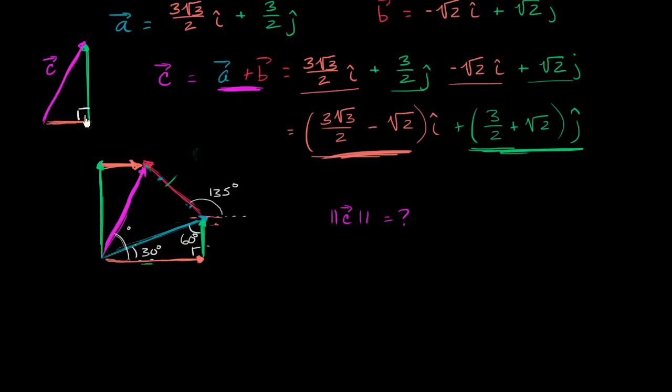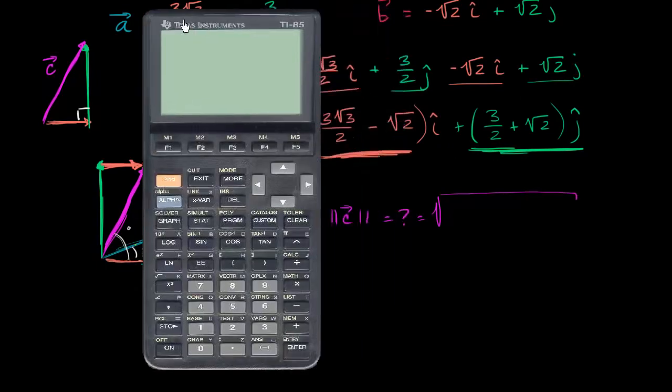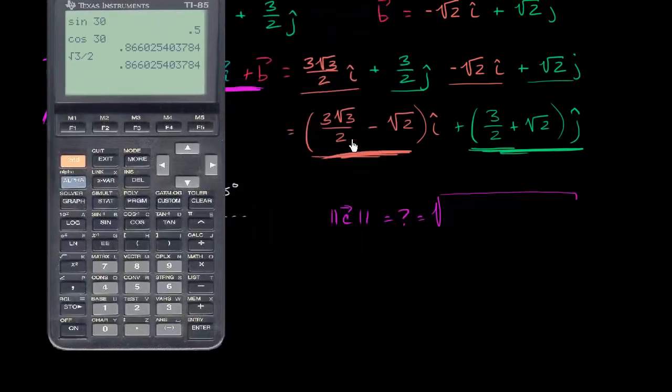Or another way of thinking about it, the magnitude of the vector is going to be equal to the square root of this quantity squared plus this quantity squared. I'll just write it so that it's not getting messy. So let me just get the calculator out to get a reasonable approximation. This is going to be a little bit of a hairy statement.